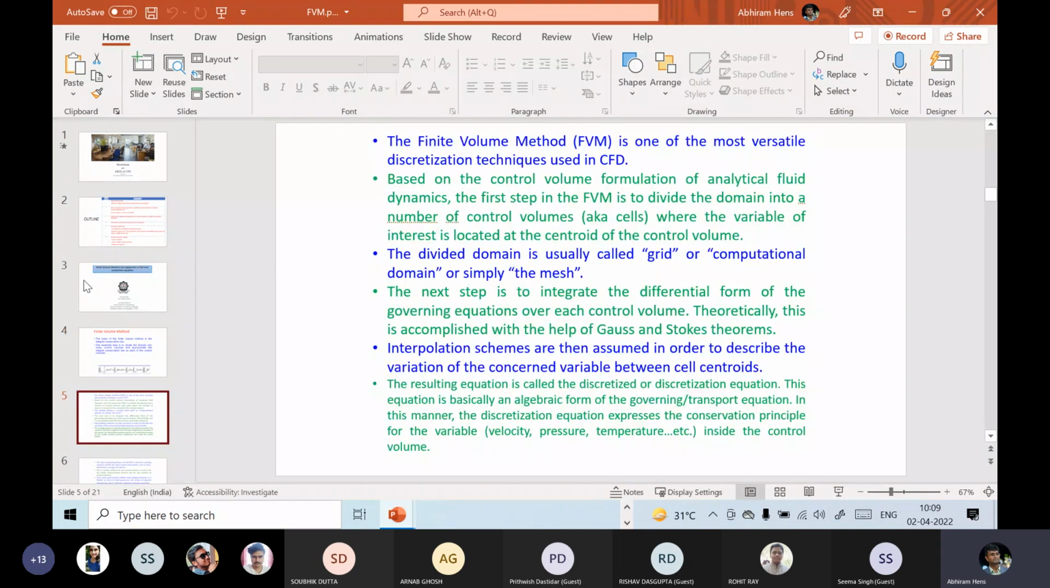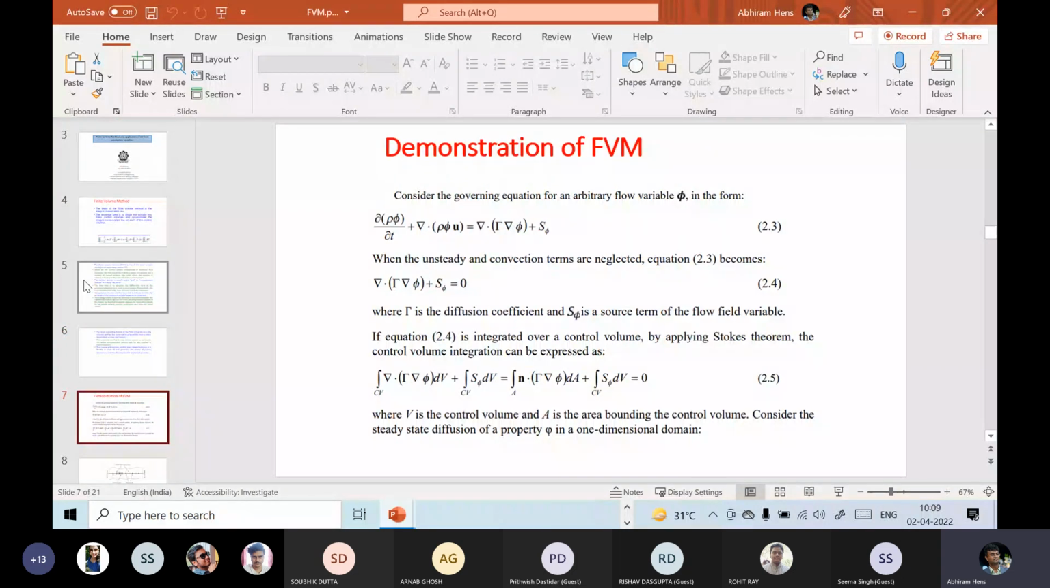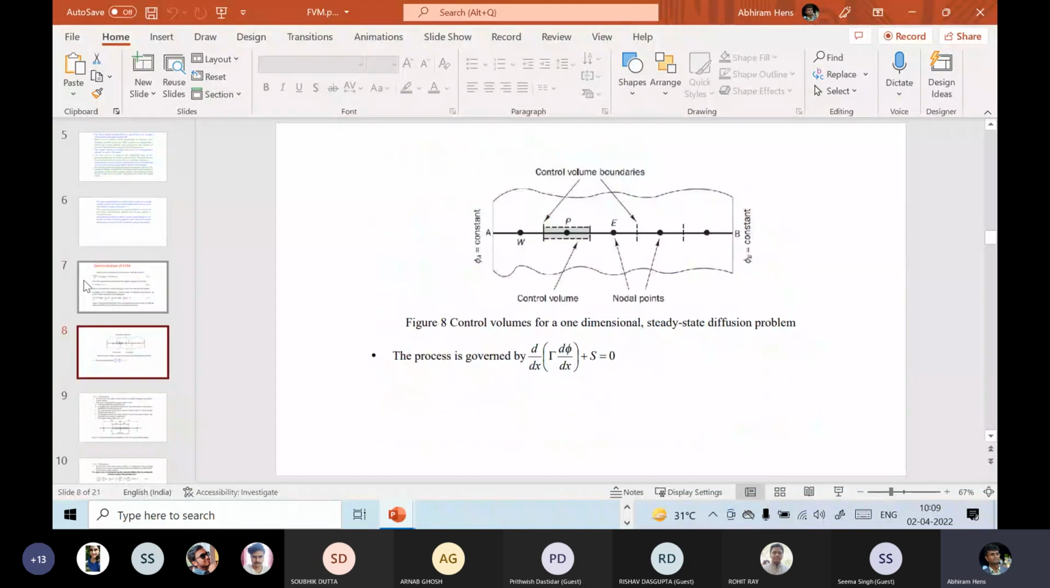We started the finite volume method. It starts from the integral form of the governing equations, and then you integrate the differential form of the equation over that control volume. A control volume is represented with the central point P and its neighboring points east, west, north, south, and so on. We saw this with the help of a very simple equation, a heat conduction equation.